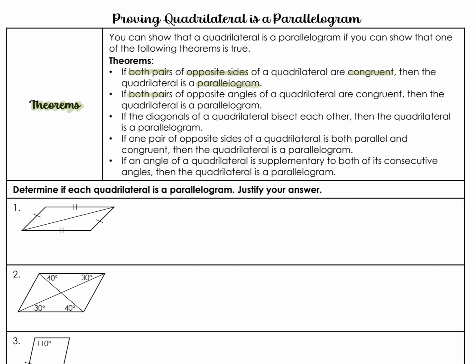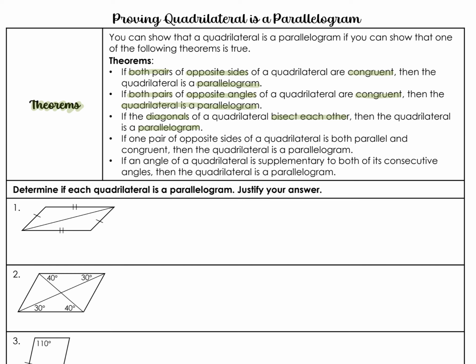Another theorem is if both pairs of opposite angles of that quadrilateral are congruent, then that quadrilateral is a parallelogram. If the diagonals of the quadrilateral bisect each other, so they cut each other in half, then the quadrilateral is a parallelogram.